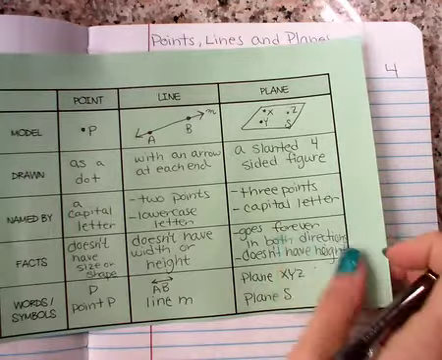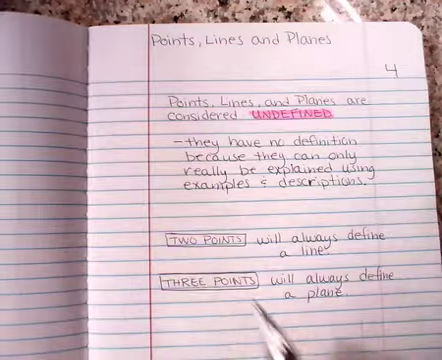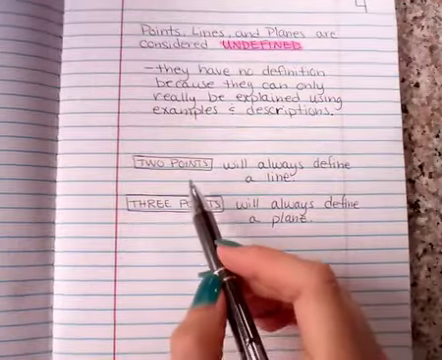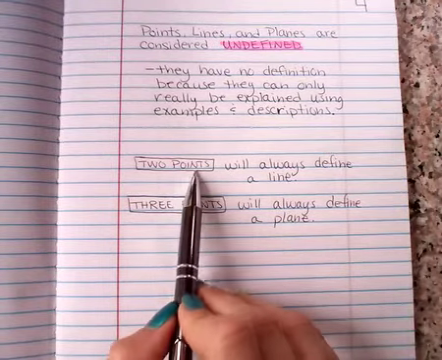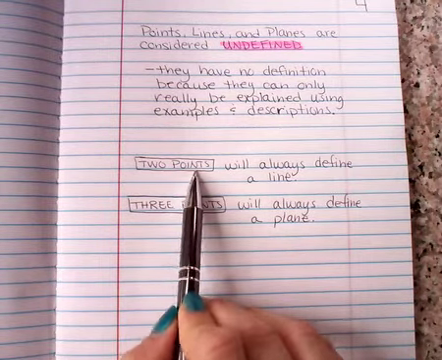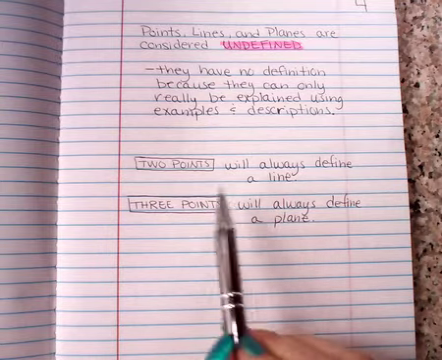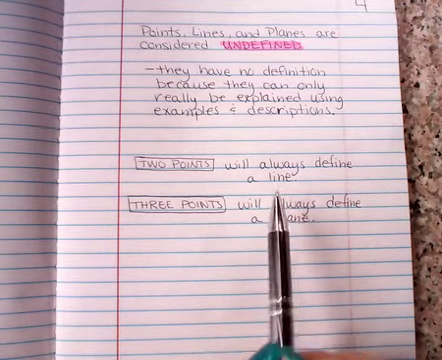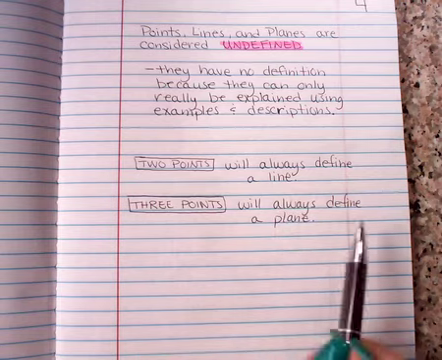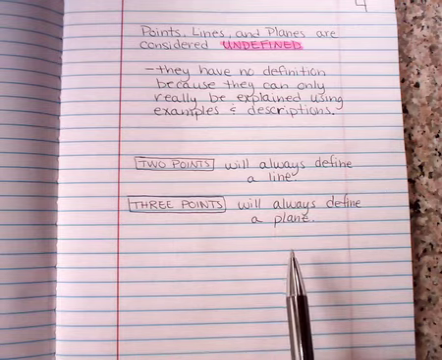All right, so one thing to remember, we're going to add in an extra note on our page 4, that anytime we have 2 points, we can connect those 2 points with a line. So any 2 points will always define a line. And if we have 3 points, we will always be able to define a plane. So anytime you have 3 points, you can connect those 3 points with a plane.